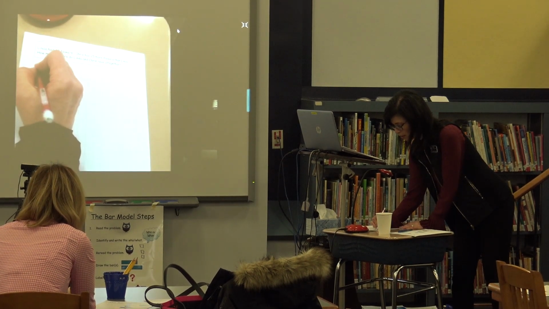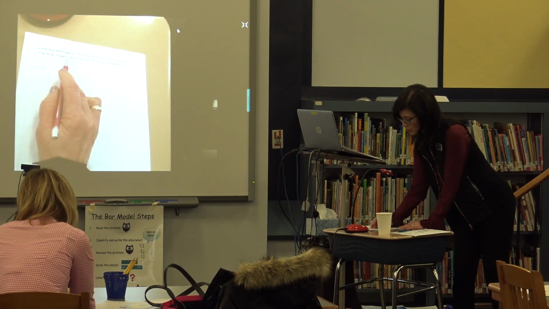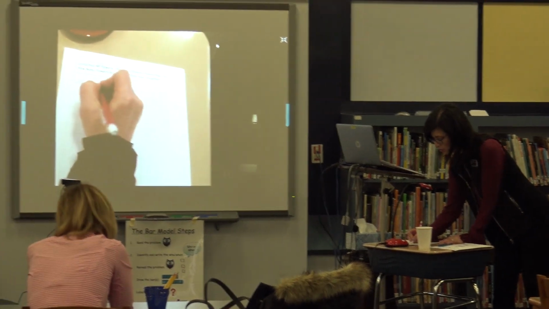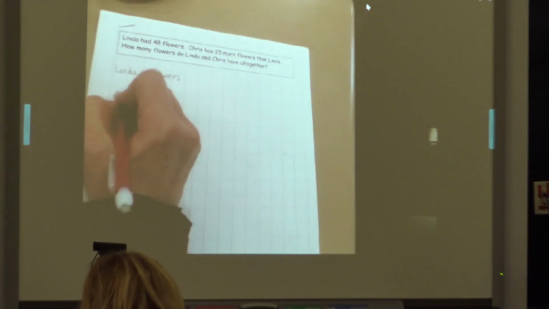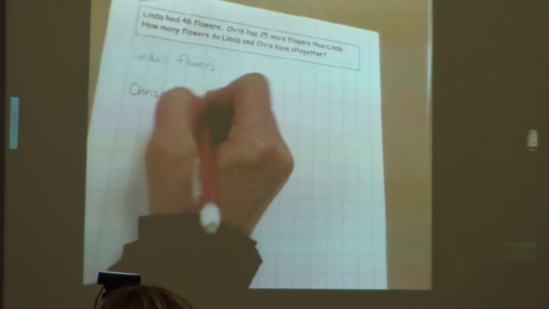Now the who and the what. The what is flowers. So Linda has flowers, Chris has flowers. I'm going to start with Linda's flowers, and I'm going to skip a line, and put Chris's flowers.